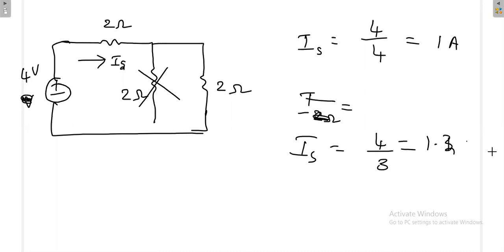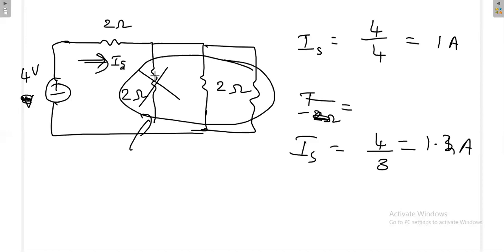Which one is greater? The current will be greater when you include the resistance here in the parallel branch. When you include one more resistance, then the source current will be greater. So what is happening? The moment you include the resistance, the effective resistance is getting decreased. I already told you, when there are parallel branches, the moment you introduce the extra resistance, the effective resistance will reduce. Then the total current will increase.